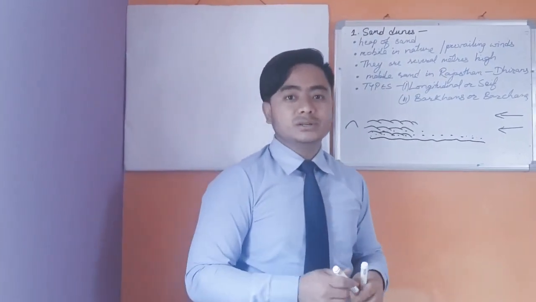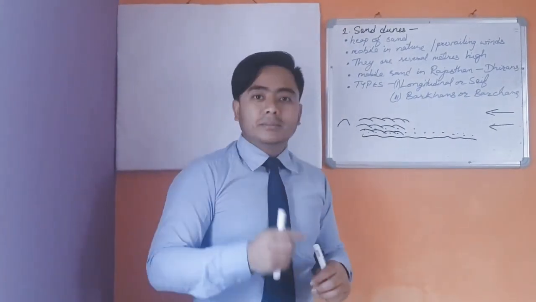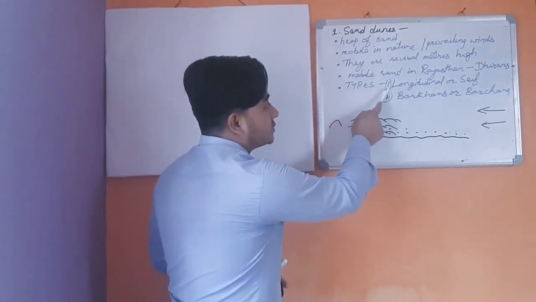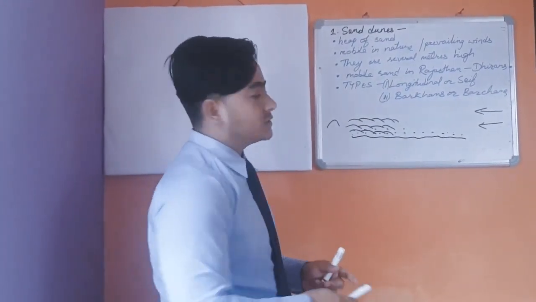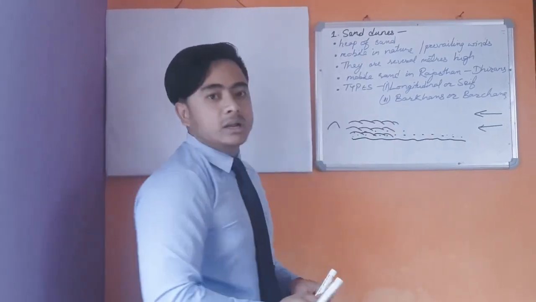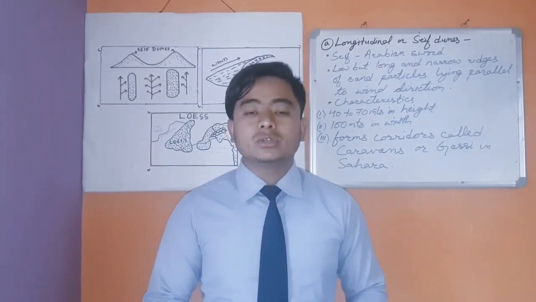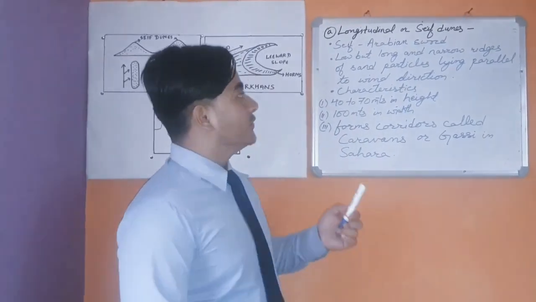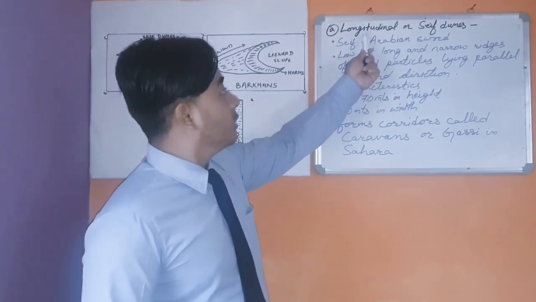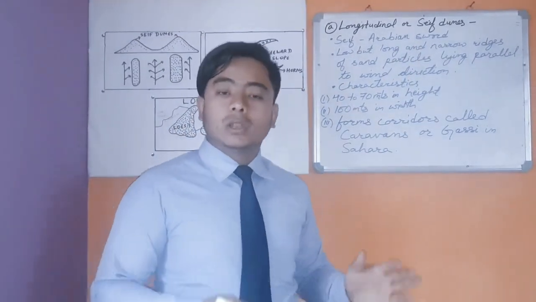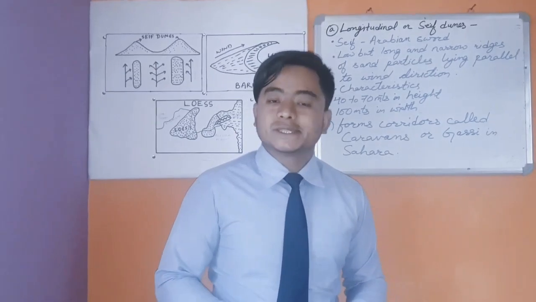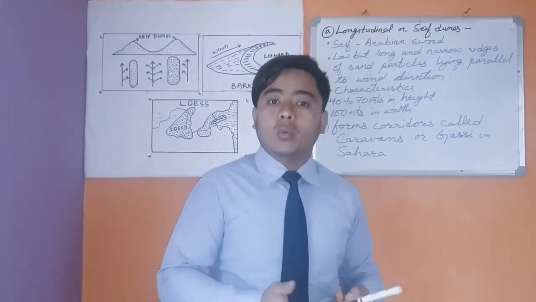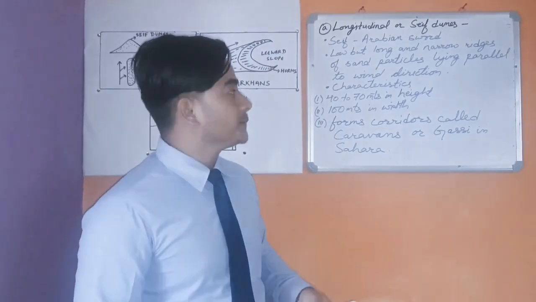So in this lesson, we will discuss mainly the 2 types of sand dunes. First, we will discuss the longitudinal or Seif dunes and second, Barkhans. So now, let's discuss the first type of sand dune formed by wind deposition, longitudinal or Seif dunes. Longitudinal dunes are also called Seif dunes.